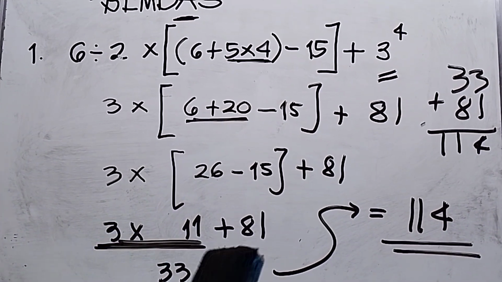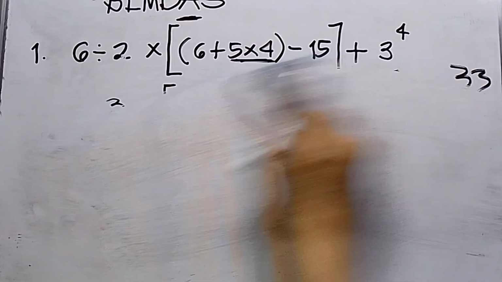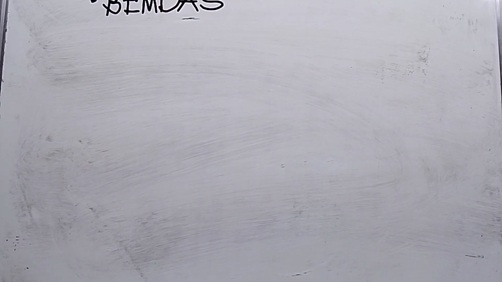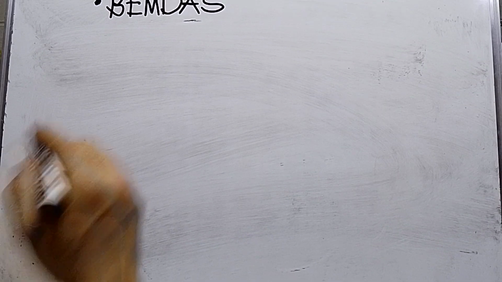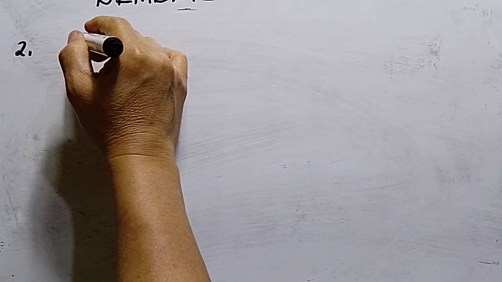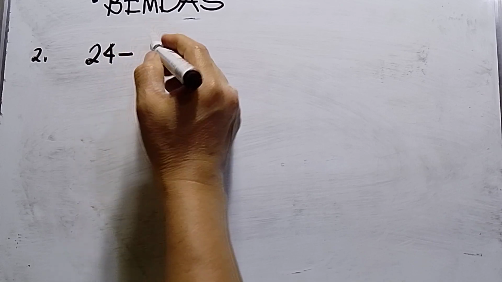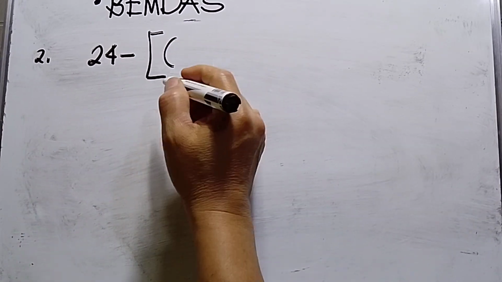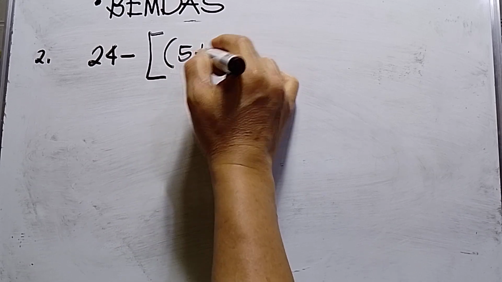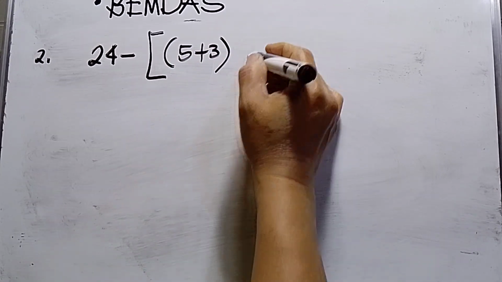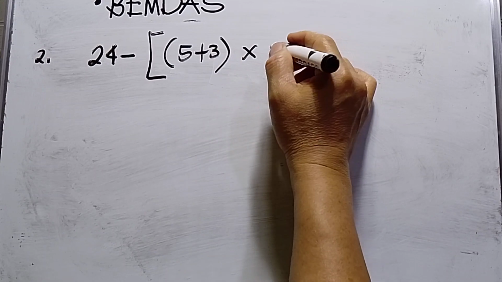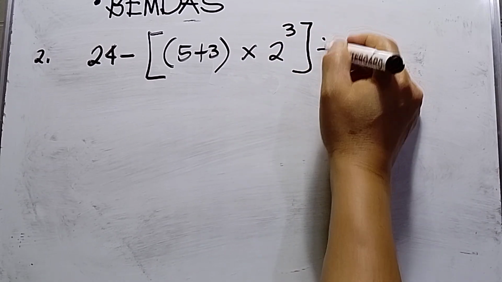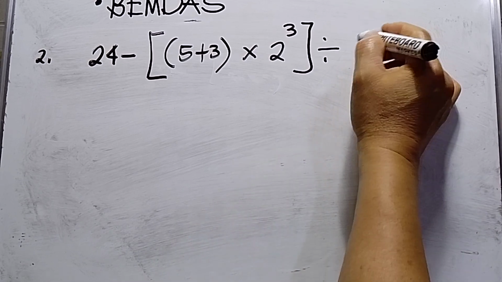Now let's proceed to number 2. This will be 24 minus square brackets. Inside the square brackets, I have circle brackets: 5 plus 3, times 2 to the power of 3, and then divided by 8.